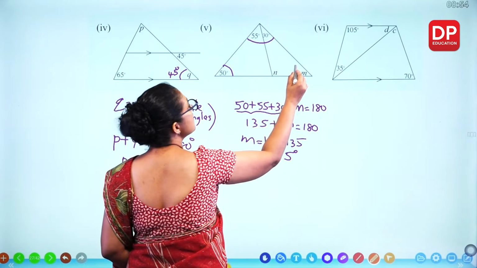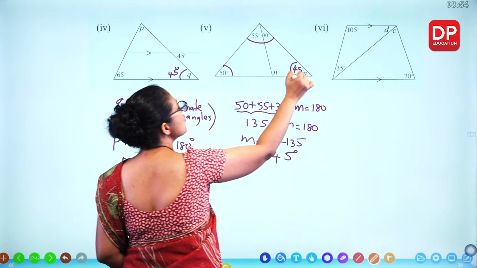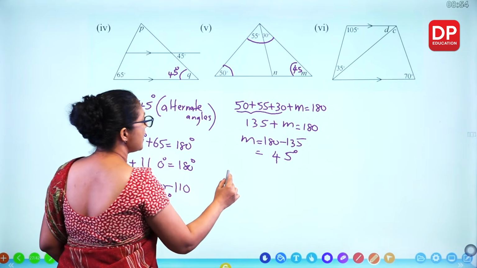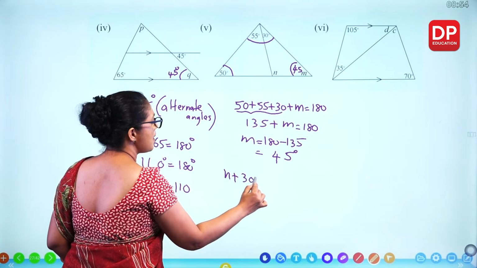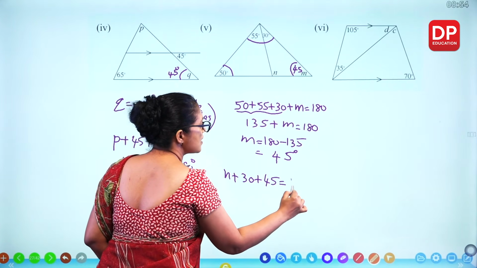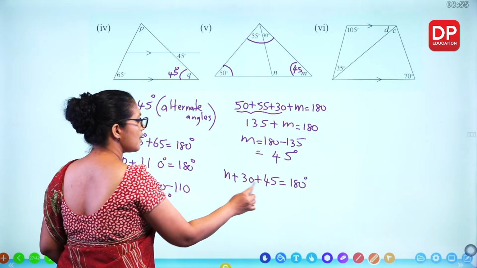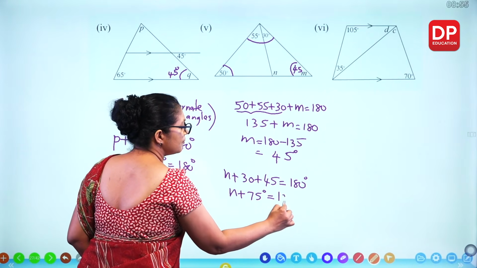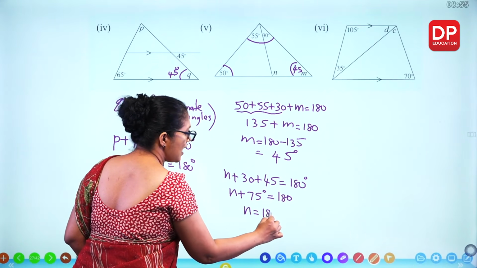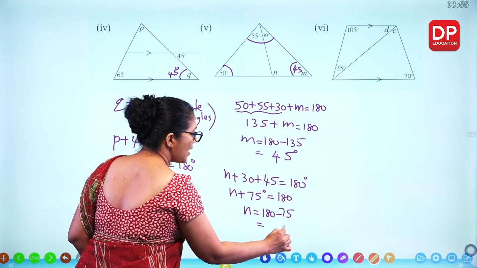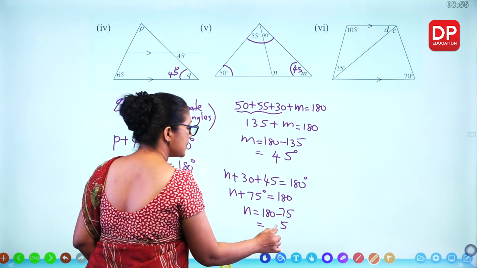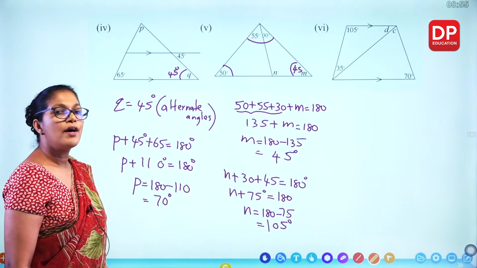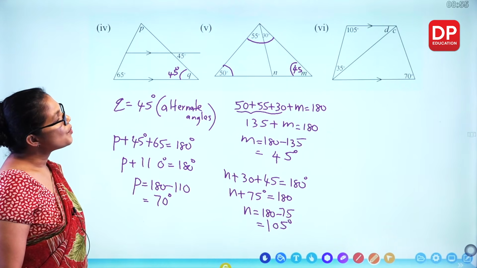Now I can find, this is 45. I can use the small triangle and find out N. So what can I write? I can write N plus 30 plus 45 equals 180. 30 plus 45 is 75. And what's N? 180 minus 75. I get 5, 5, 10, 1 remaining. So 8. So 105 degrees for N.